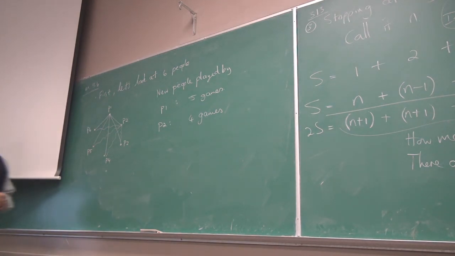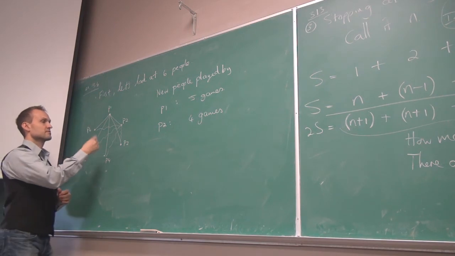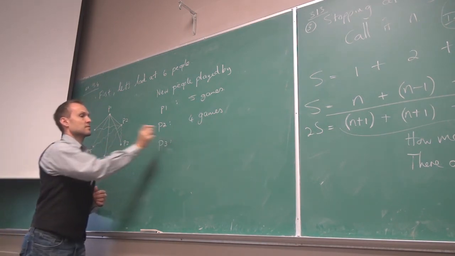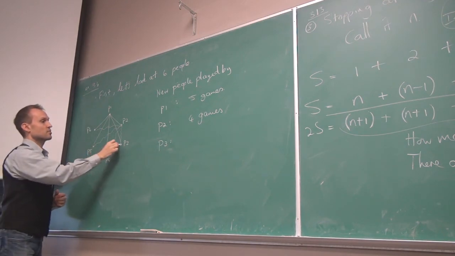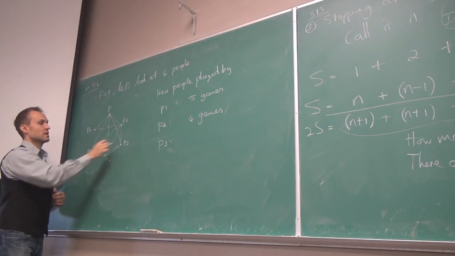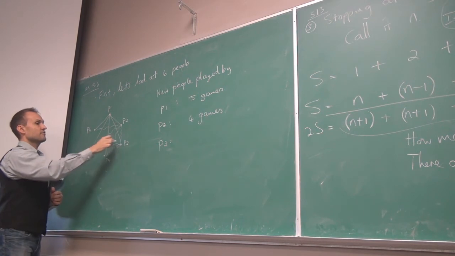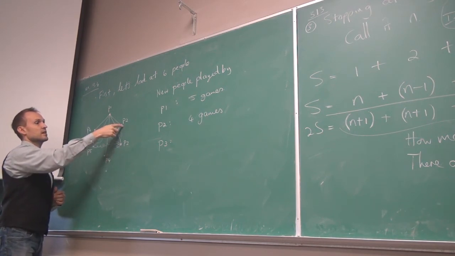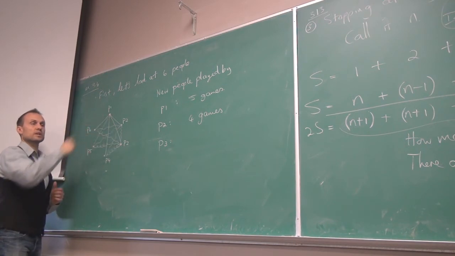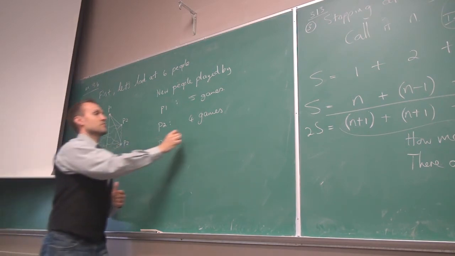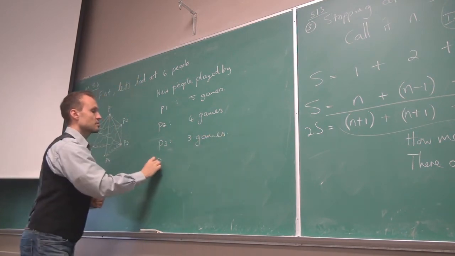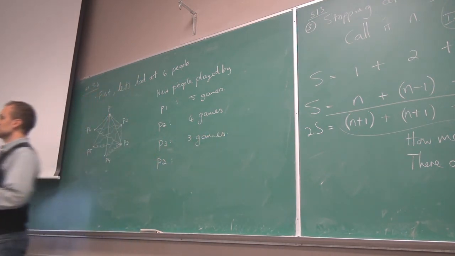Then person 3, I'll do curly lines. Person 3, games that I still have to consider will be 3 against 4, 3 against 5, 3 against 6. 3 against 2 is already covered, 3 against 1 I already covered as well. So that's only 3 new games. When I consider person 2, how many new games? Not 2.